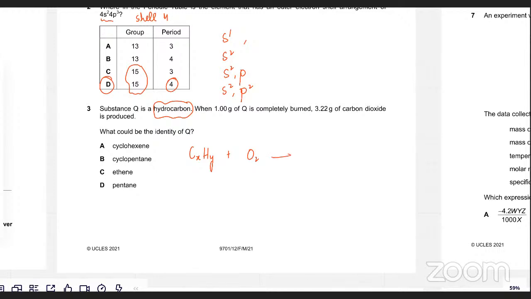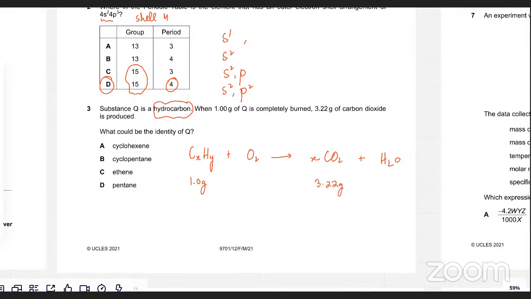But it says that it produces carbon dioxide, right? And any hydrocarbon, it produces two things. It produces carbon dioxide and a water molecule. So if there are X carbons, the amount of carbon dioxide produced would be X as well. If you've got 4 carbons, there would be 4 carbon dioxide molecules produced. So we've got 1 gram of Q. That's what is given, and we don't know the moles of that. So we know 1 gram of Q, and he says that it produces 3.22 grams of carbon dioxide.